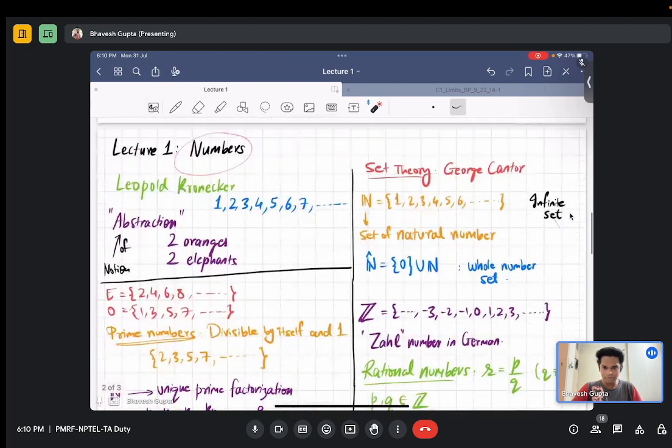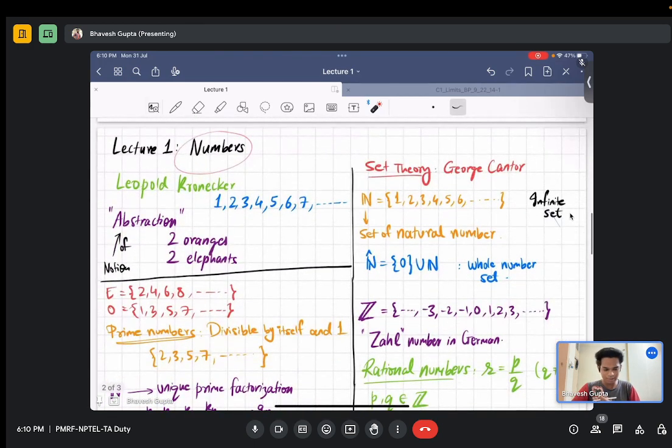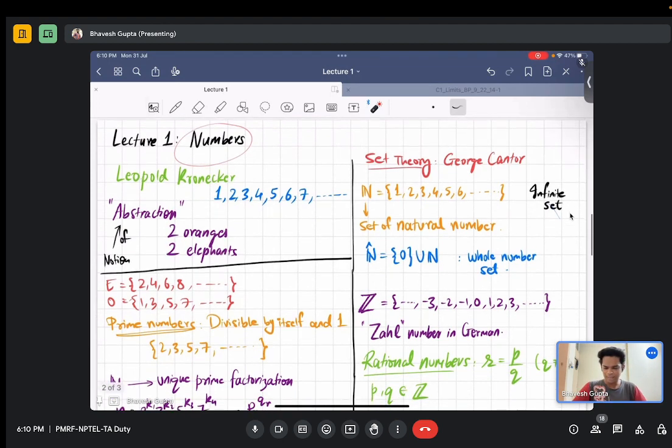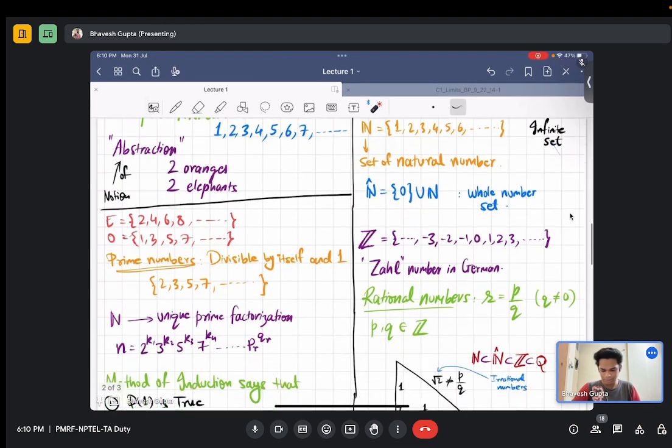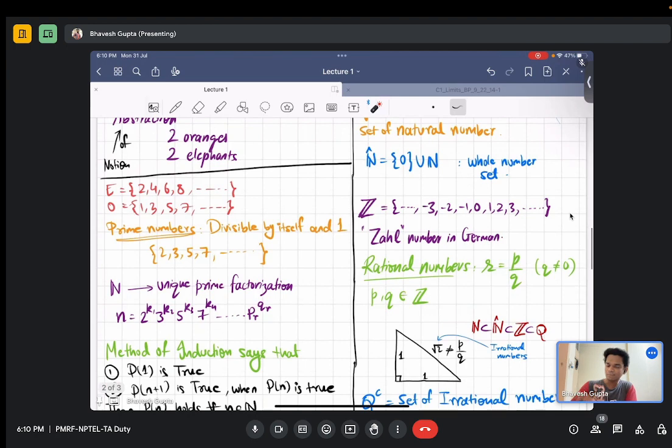I hope in the lecture when you saw these numbers, where the professor talked about set theory, the abstraction of counting, and what we mean by numbers. For example, the integers, the natural numbers, and the idea of divisibility, prime factors, and how we write prime factors.